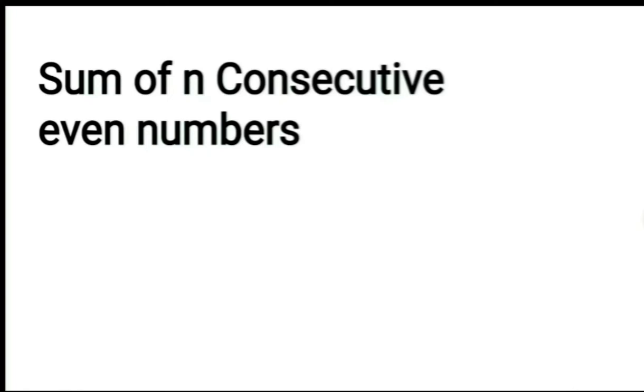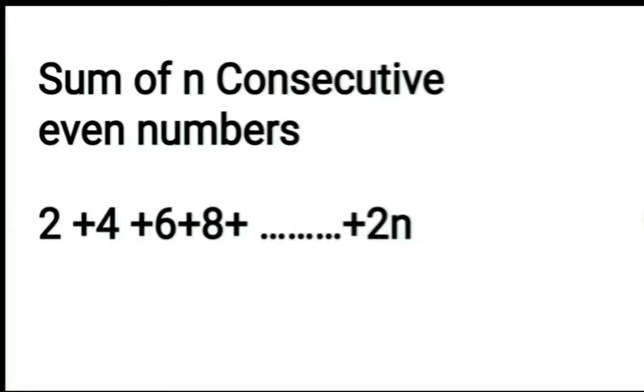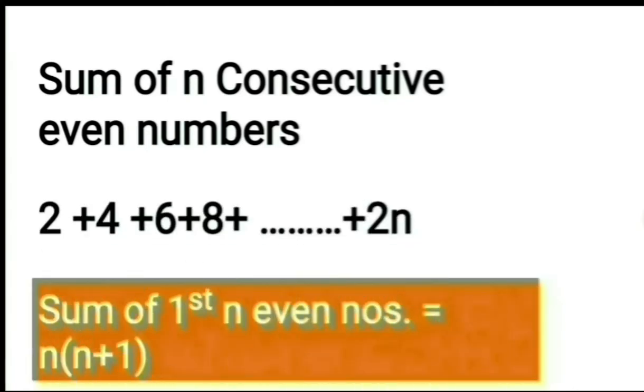The sum of n consecutive even numbers is given by n into n plus 1. We can see that in the case of even series, the last digit is 2n. So to find n, we have to divide the last digit by 2.